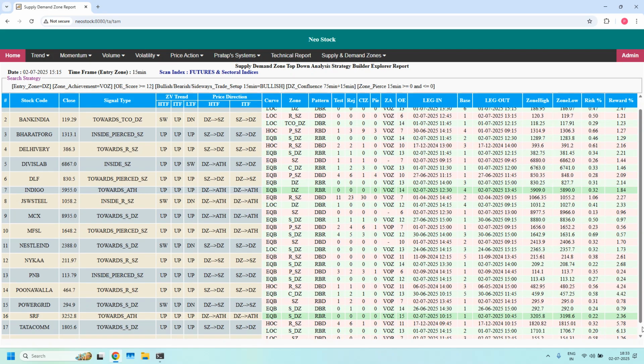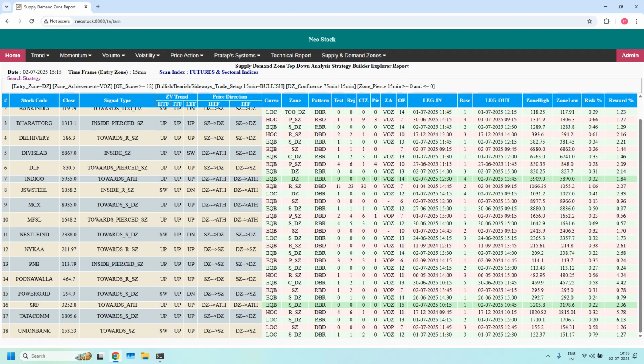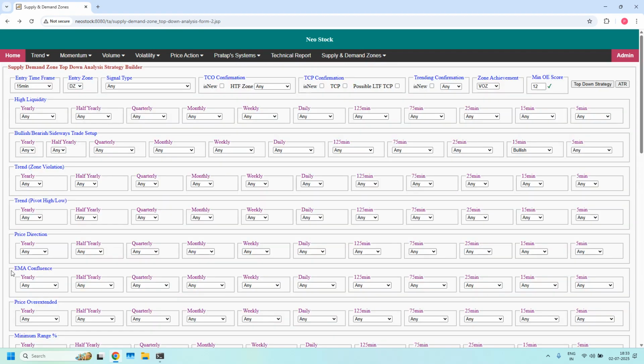First 16 stocks, total 18 stocks. See the demand zone confluence. 75 and 15 minutes demand zone confluence. Okay, now the ITF trend, 75 minutes trend in all the stocks is uptrend. ITF trend is always uptrend in a bullish trade setup. So that's why let us further filter if 75 minutes demand zones are having daily EMA confluence.